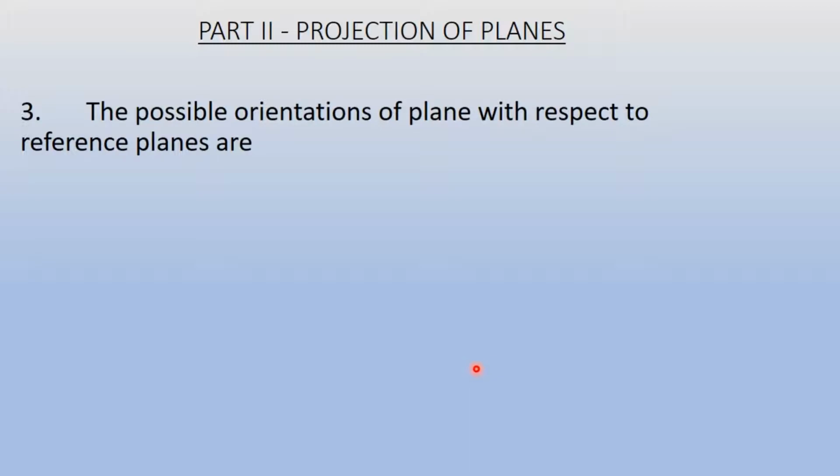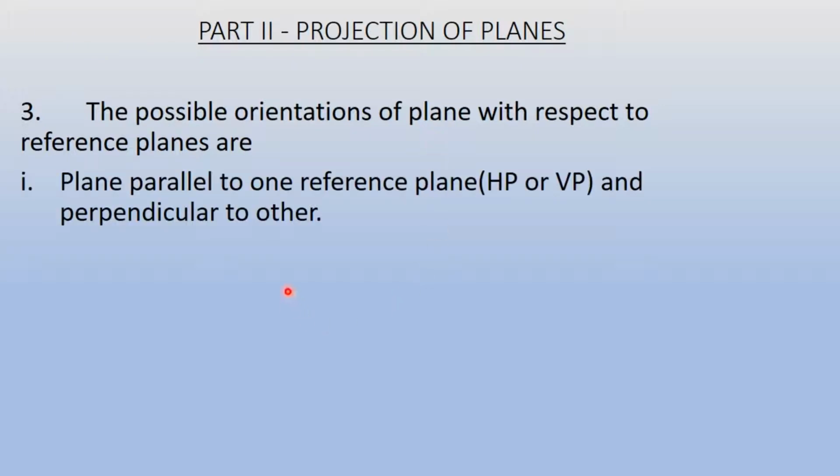So when coming to the possible orientations of the plane with respect to the reference planes, don't get confused between the plane and the reference planes. Reference planes here are the horizontal plane and the vertical plane. The word plane alone indicates an object which is two-dimensional.